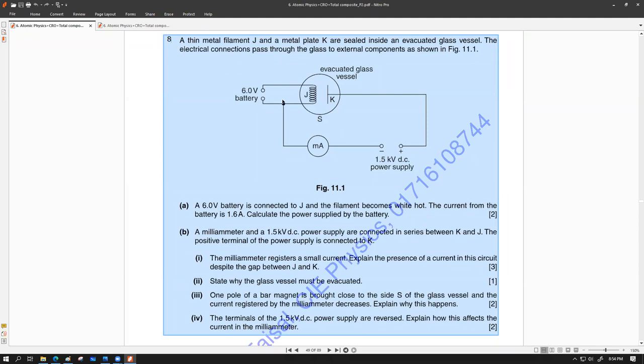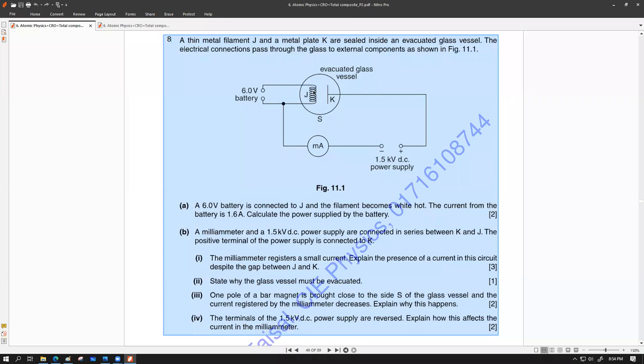So there's a 3-mark answer to this one. Let's have a look at what the mark scheme is about. The answer to this part is that, due to thermionic emission, the freed electrons will be able to move from J to K, so we can make this happen.